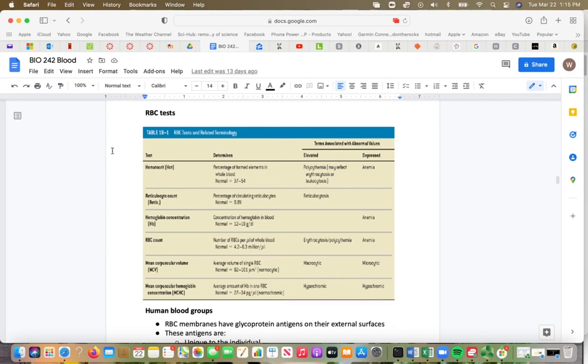So here are some typical tests performed for red blood cells. We already talked about the hematocrit, that's going to look at what percentage are red blood cells in there. You can look at the reticulocyte count, the hemoglobin concentration, total count of red blood cells, the mean corpuscular volume, and the mean corpuscular hemoglobin concentration. And then you can see things that go with these. For almost all of them, if they're low, it's a type of anemia.